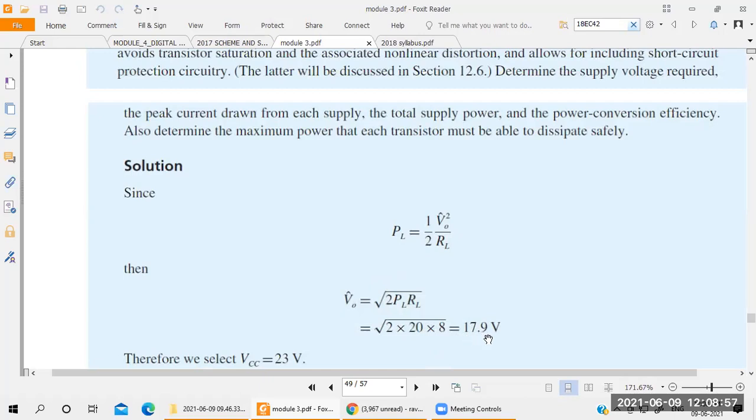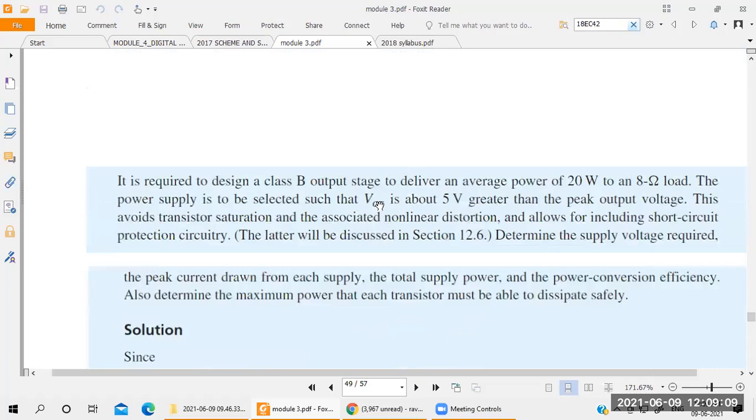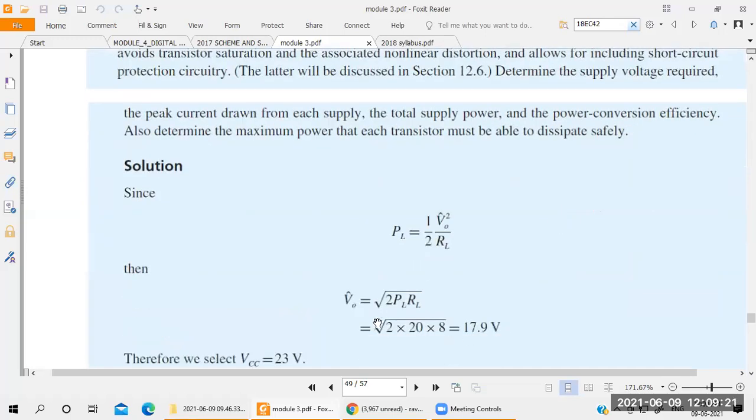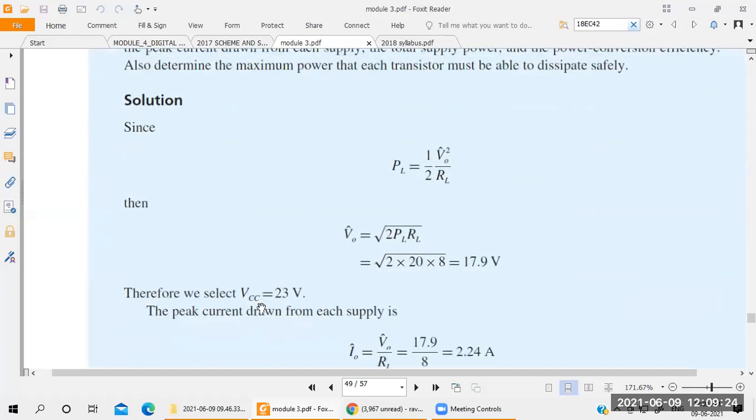17.9. Okay, this 17.9 volt is greater than the VCC value. So for that, you have to take VCC as 23 volt. See here, VCC is about 5 volt. See the question here: VCC, the given 5 volt, should be greater than the peak output voltage, the VRMS. So how much did you get here? VRMS 17.9. You have to choose VCC greater than 17.9. So here they select VCC as 23 volt. Understood? Why did they take 23? You have to take VCC greater than the RMS output voltage.